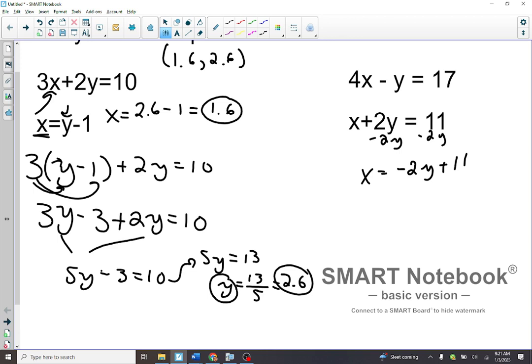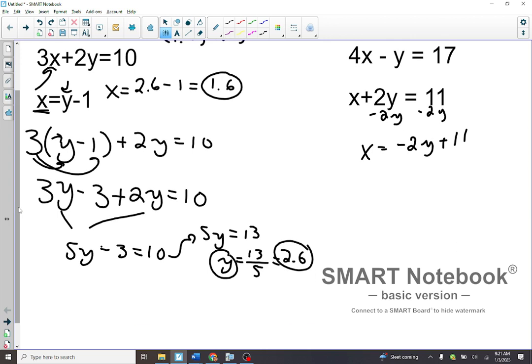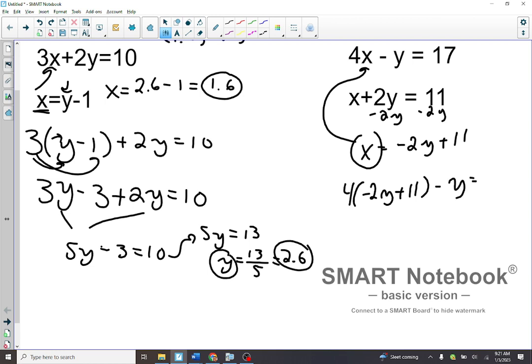So we have this. Now we have x by itself. What's useful about that is because x is by itself, I could take the x here and plug it into the x up here. So 4 times negative 2y plus 11. Again, if you do 11 minus 2y, you'll still get the same results. So it becomes 4 times negative 2y plus 11 minus y equals 17. You distribute the 4, which will be negative 8y plus 44 minus y equals 17.